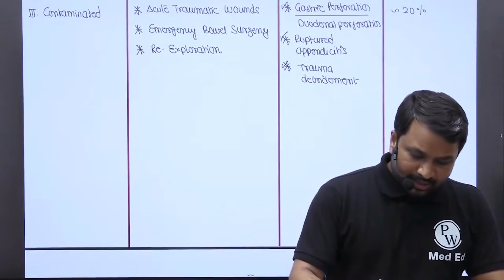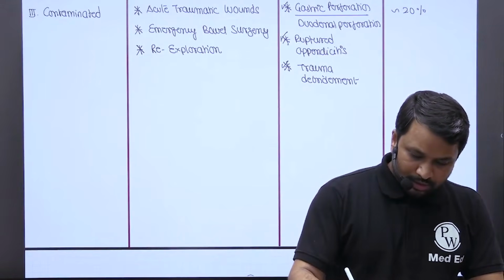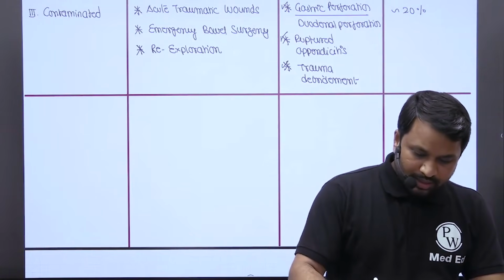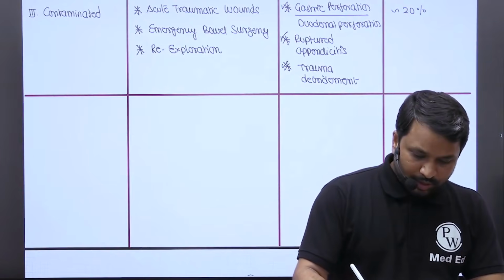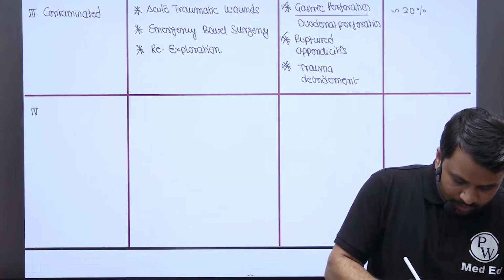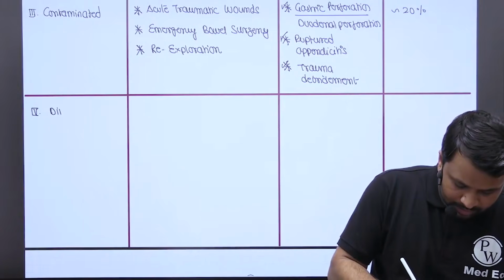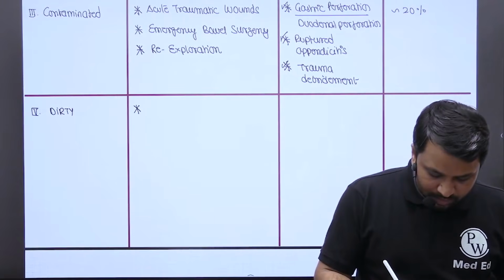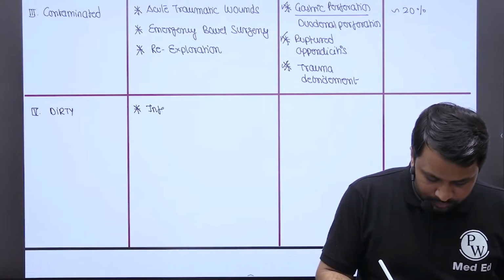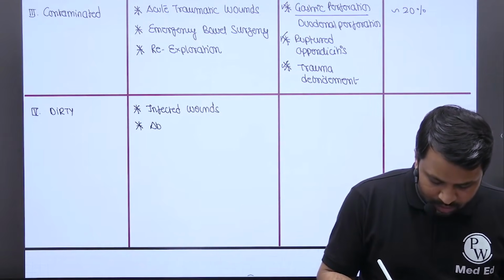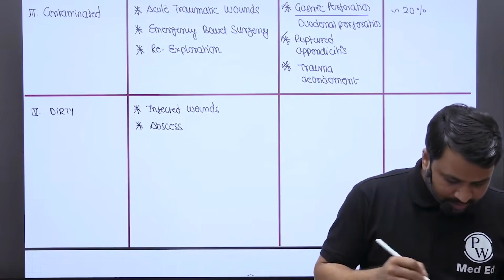So the last criteria that you will see in surgical wounds is going to be dirty wounds, right? It is class 4, and class 4 is what we call the dirty wounds. Now, dirty wounds are infected wounds. All your infected wounds. Anywhere in the body, if there is presence of abscess, it classifies as a dirty wound.